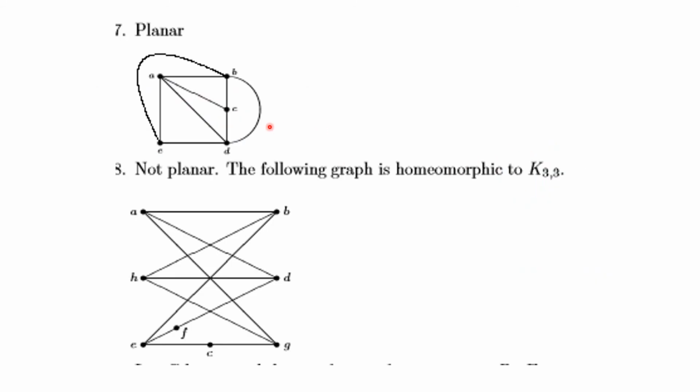This number 7, the first one is planar. You could redraw it this way. The next one is not planar, and again we have something that is homeomorphic to K33.